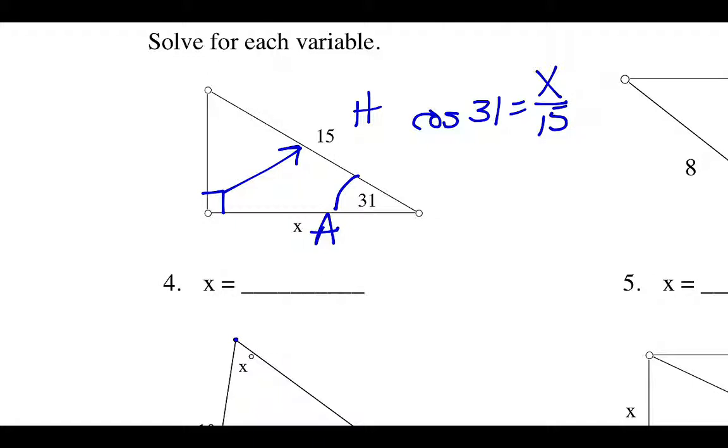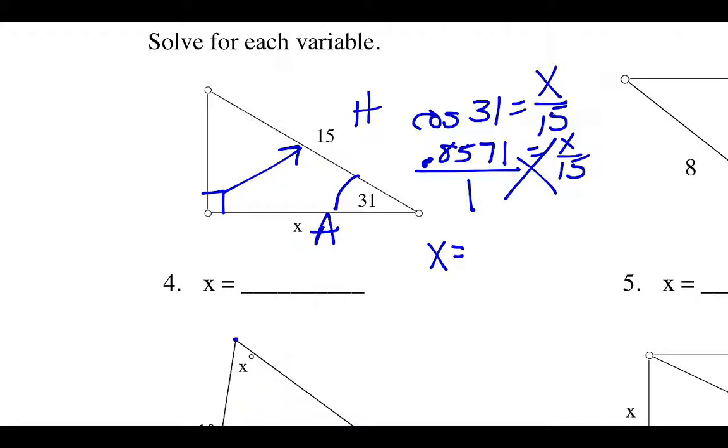Now remember, if you type in the cosine of 31 on your calculator, you're going to get a number. In this case, I get 0.8571, and that should equal x over 15. I usually only go to 4 decimal places. That's enough to avoid making an error with rounding. I like to think of this as a ratio over 1 because then I can cross multiply. X times 1 is x.